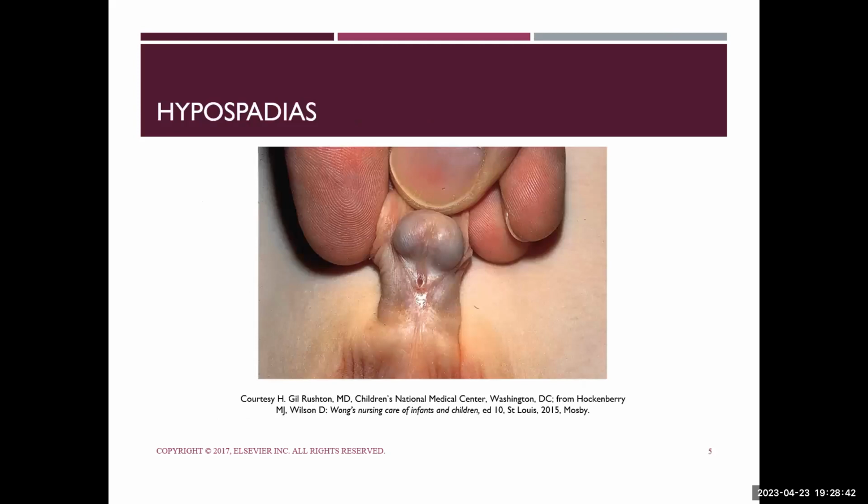Here's a picture of a hypospadias in a male child. You can see the urethral meatus is not located properly, and also the penis shows malformation as well.